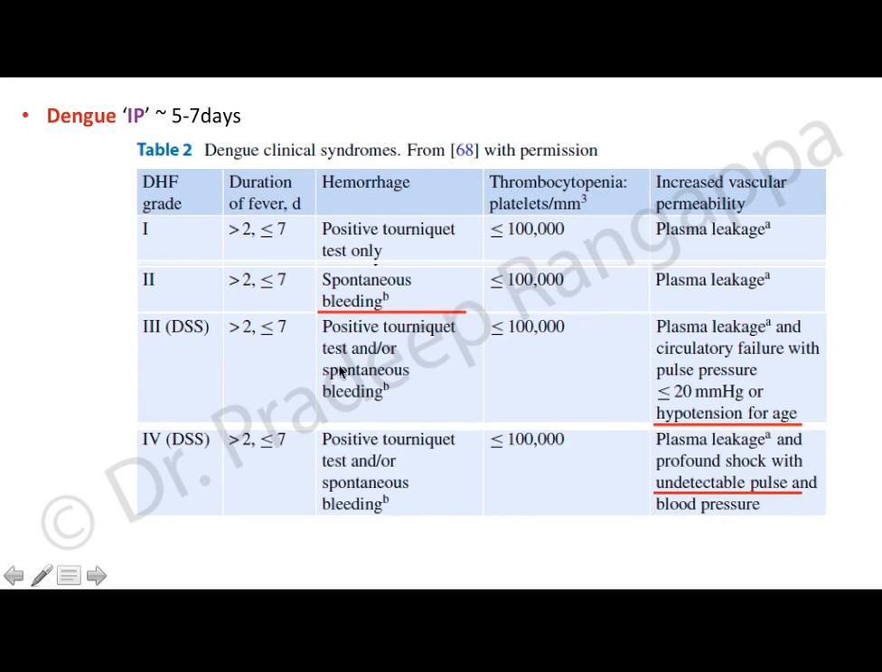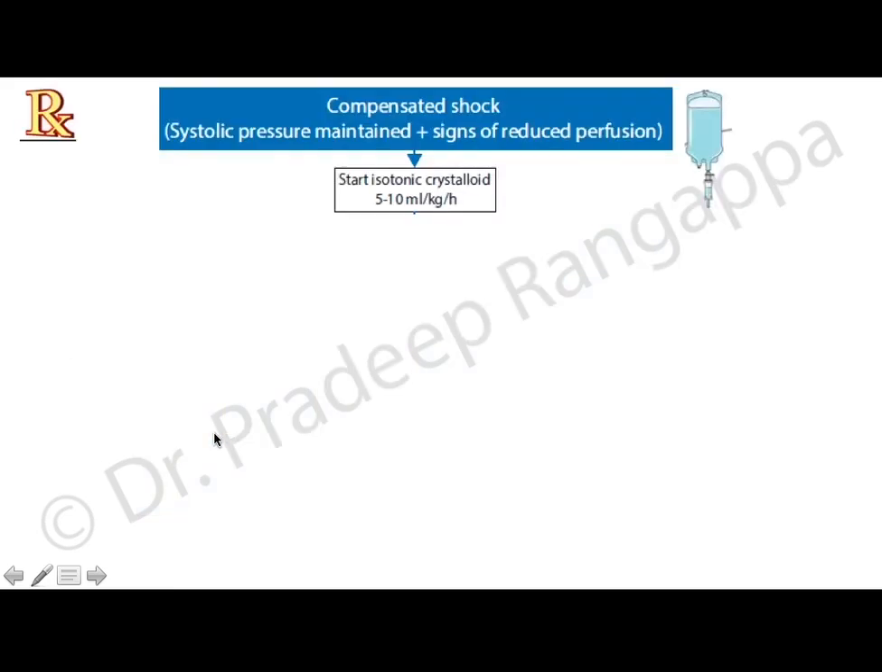And grade 4 is dengue shock syndrome again, where duration of fever is more than 2 days, positive tourniquet test, platelets less than 100,000. But stage 4 is literally perimortem, where they have undetectable pulse and blood pressure. You really do not wish to see any patient in these two phases.